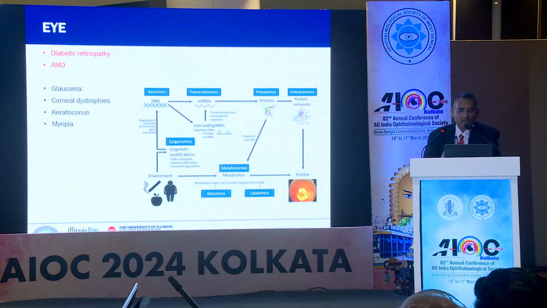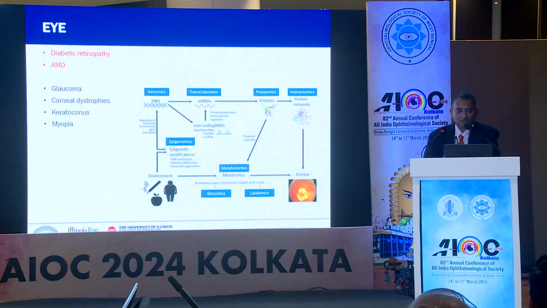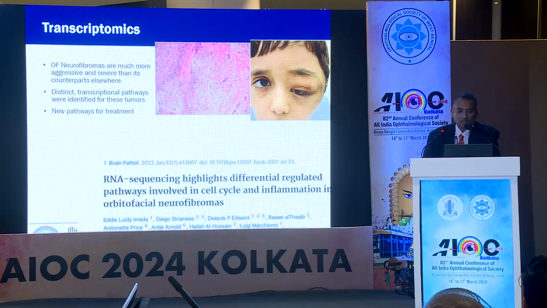So here you have a very complicated diagram, and this approach has been used in the eye, in diabetic retinopathy, AMD, to discover new medications, and also glaucoma, corneal dystrophies, keratoconus, and myopia. So all these have been studied, these different types of omics, and new therapies have been developed.